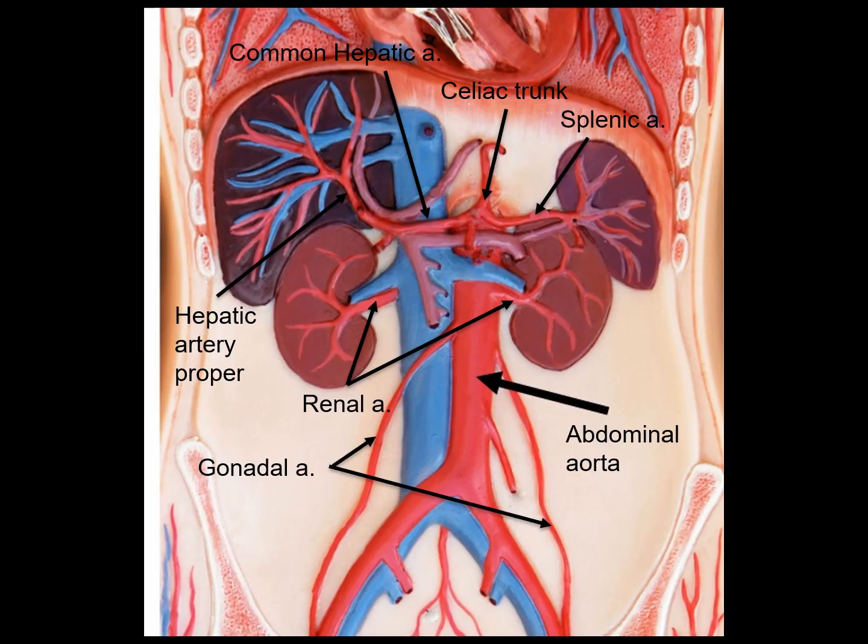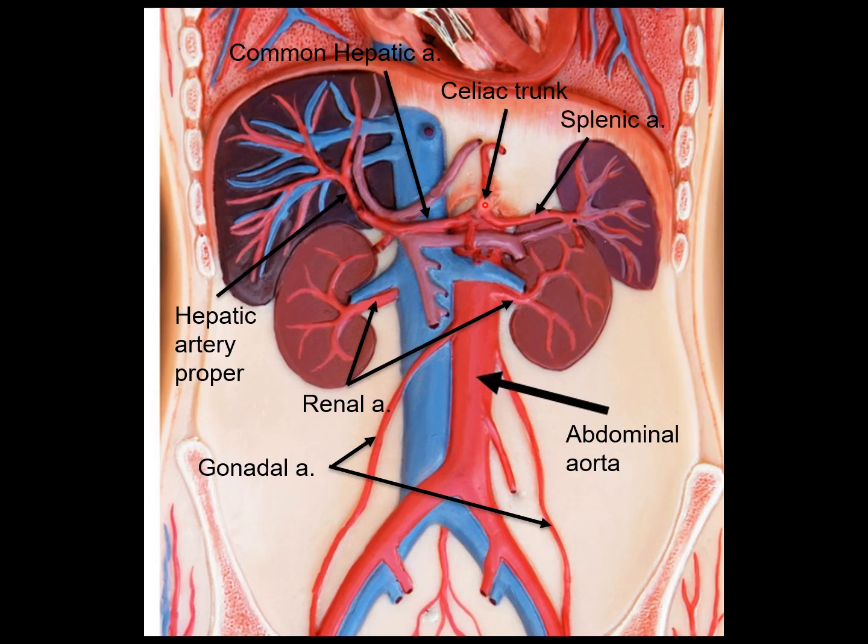So let's look at our flatman. Let's orient ourselves a little bit here. At the top of the screen we have our diaphragm, which delineates between the thoracic cavity and the abdominal cavity. We have our abdominal aorta coming down, and then it's going to branch to the two legs, and it's going to send off all of these branches to the organs.